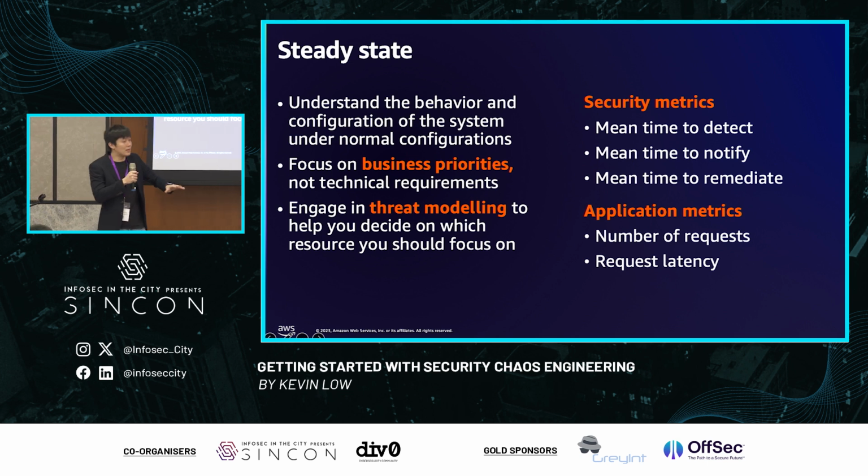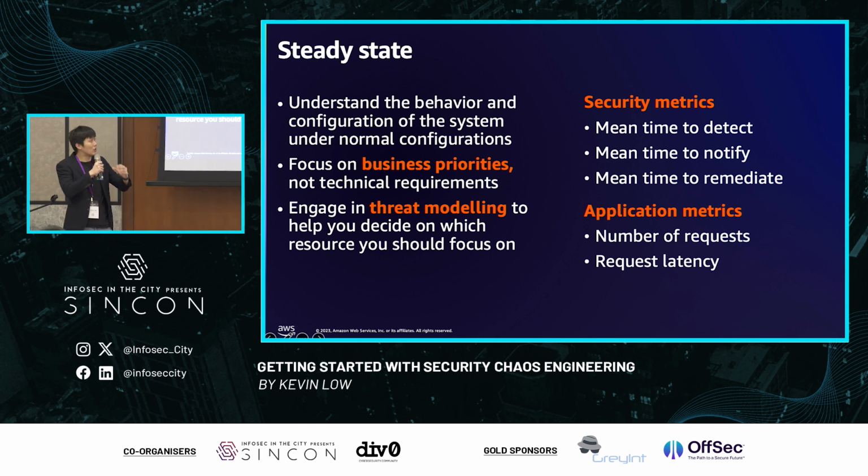Now, a lot of times, customers, when they get started on this, they may focus on metrics which are too technical and not really linked to the business. So a good example could be something like, how many vulnerabilities are there in an application, for example? It's a good metric, but it's not linked to a business priority. So a better understanding of steady state will link it to business priorities, and this helps you understand your system as a whole.